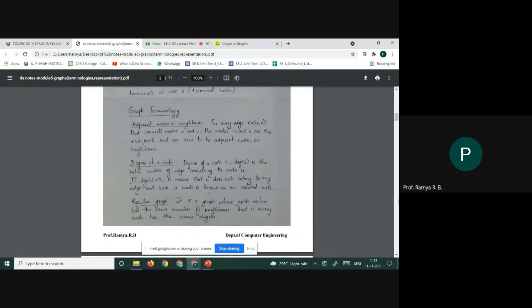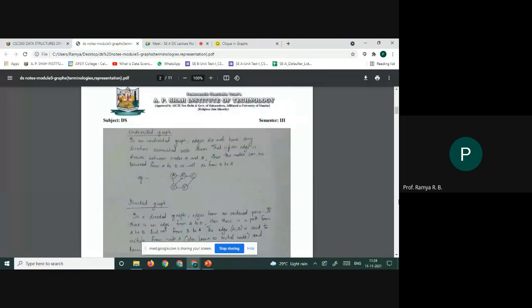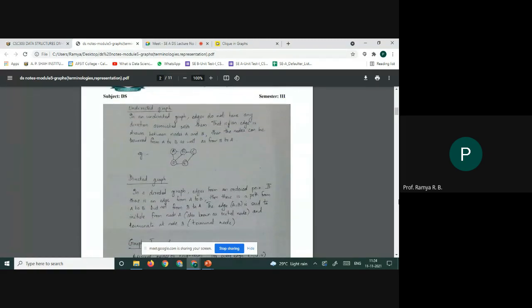So what is the degree of a node? The degree is the number of edges connected to it, either the number of edges incoming or the number of edges outgoing. If it is the in degree of a node, then it is the number of incoming edges that we are counting. If it is the out degree of a node, it is the number of outgoing edges that we are counting.